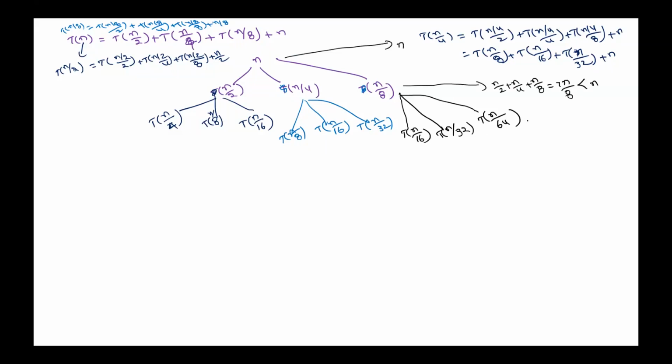Here, if you calculate after expanding, you will get 7 by 8 whole square into n, which is less than n. Next level, 7 by 8 whole cubed into n, which is less than n. Next level, 7 by 8 whole power 4 into n, which is less than n, and so on.